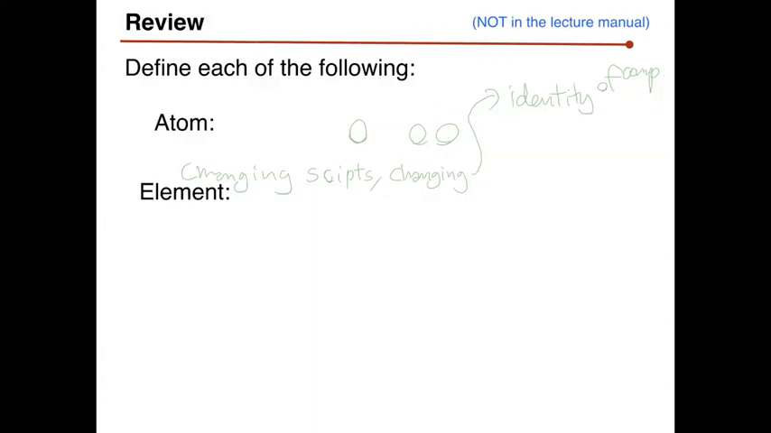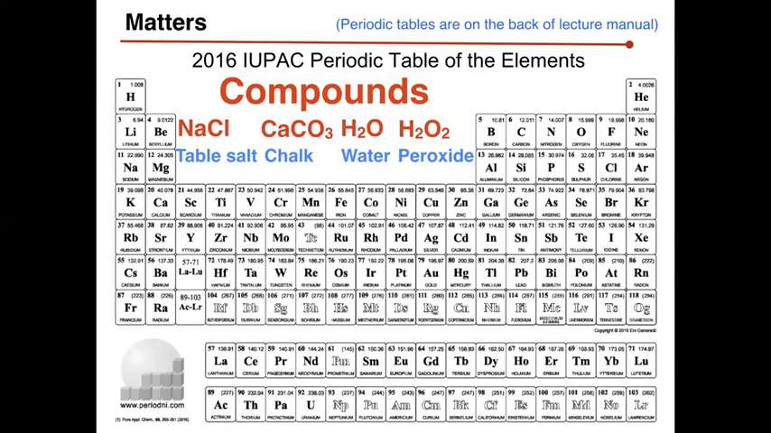Okay, all right. So what I would like you to do next is that I'm going to summarize what we just talked about. This part is the review part. It is not in your lecture manual. If you want to write this down, you are welcome to, because it's going to help you understand a little bit better. If you go back to this periodic table, you can find it on the back of the lecture manual.